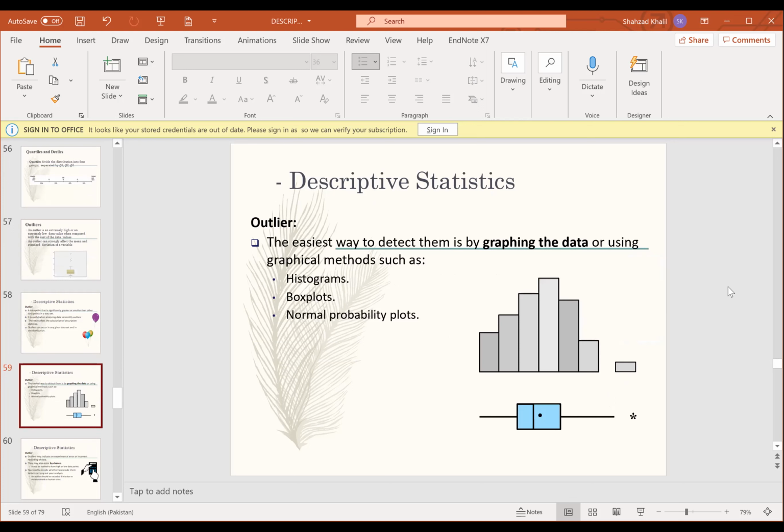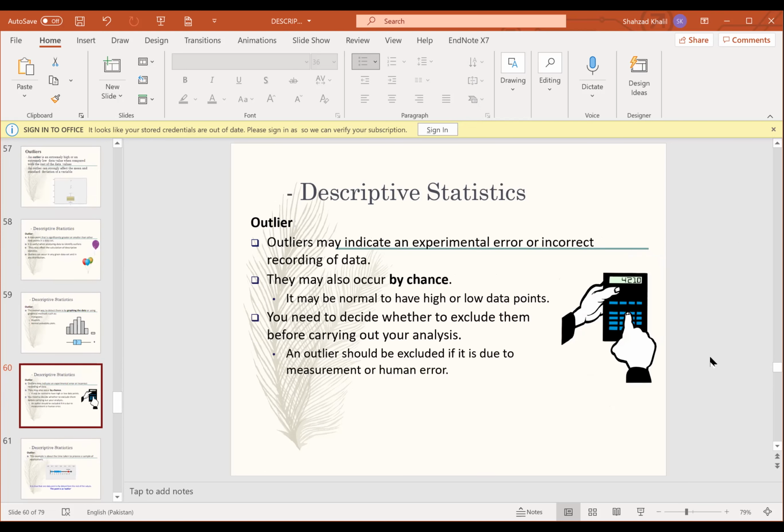The easiest way to detect them is by graphing the data or using graphical methods such as histograms, box plots, and normal probability plots. In this histogram, you can see this outlier. In the box plot, you can see this outlier. An outlier may indicate an experimental error or incorrect recording of the data, or it may occur by chance. It is normal to have high or low data points. You need to decide whether to exclude them before carrying out your analysis. An outlier should be excluded if it is due to measurement or human error.